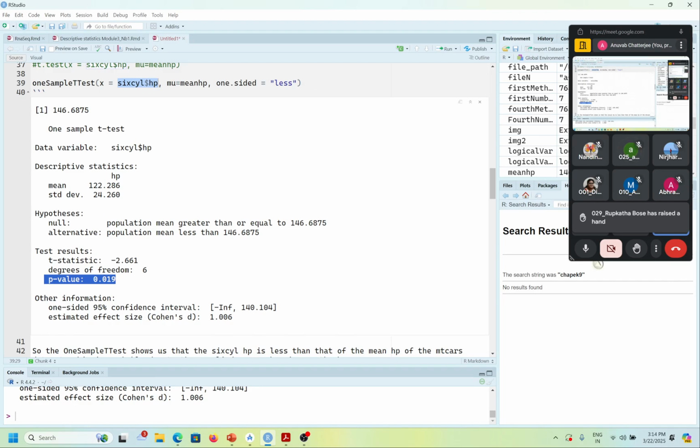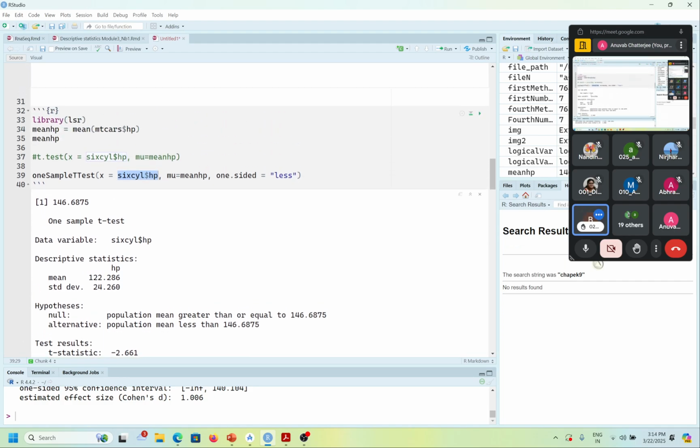Yes, sir. Okay. Rupkatha? Yes, sir. I am stuck in my console. It is showing that the one sample t-test function could not be found. Have you run the library lsr? Yes, sir. Have you checked that the spelling is correct? Yes, sir. I've checked everything.